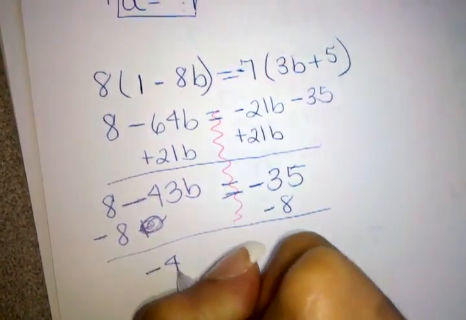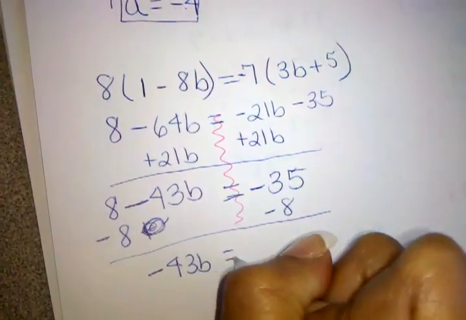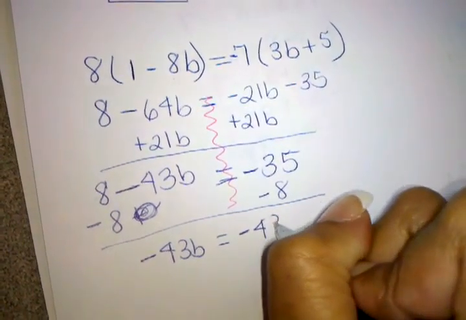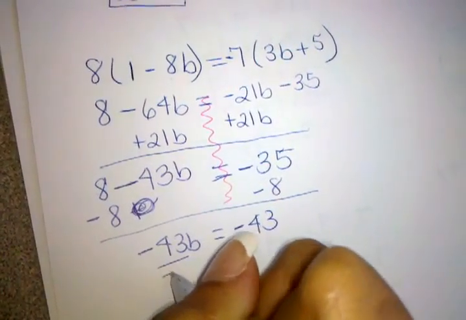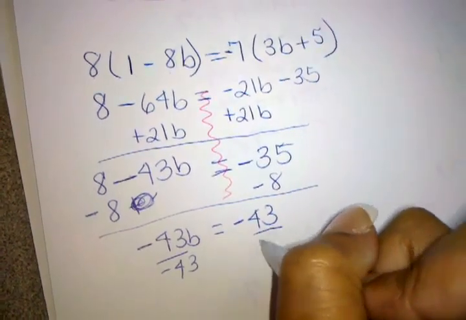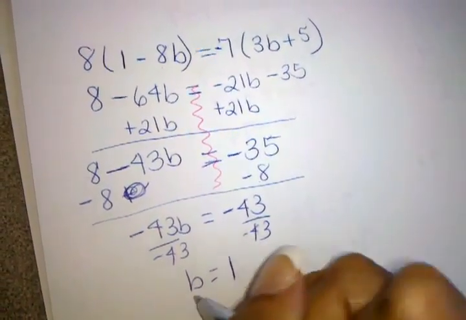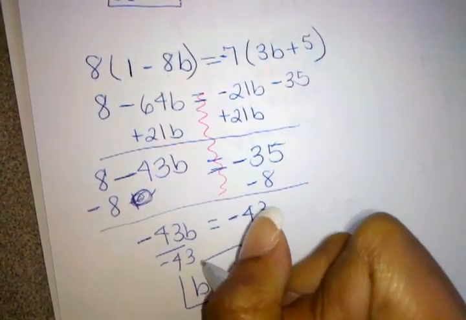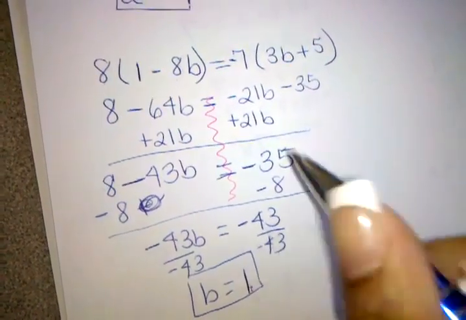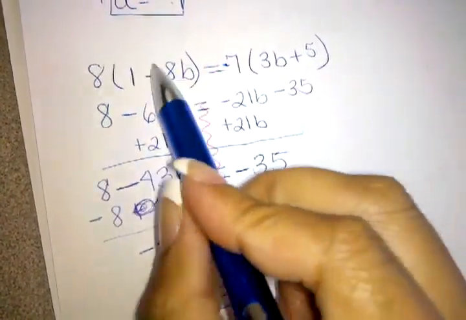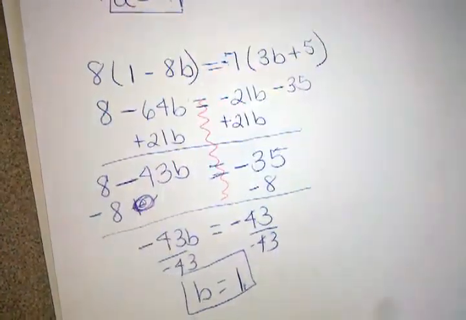So negative 43b equals negative 43. We will then divide by negative 43, and b equals positive 1. To check this equation, you will plug in 1 for b each time you see it in the original equation.